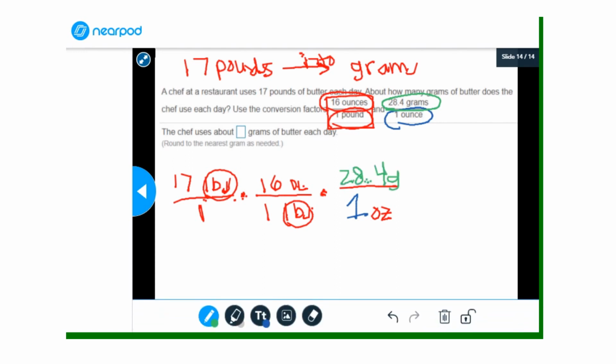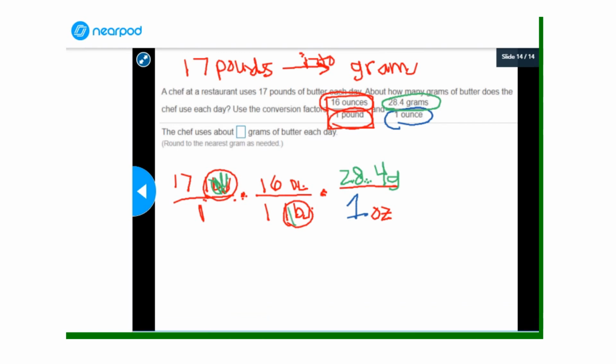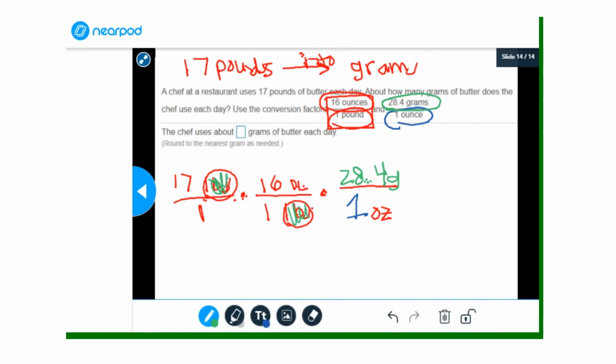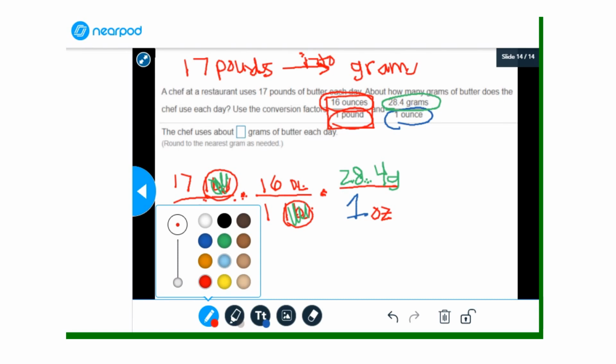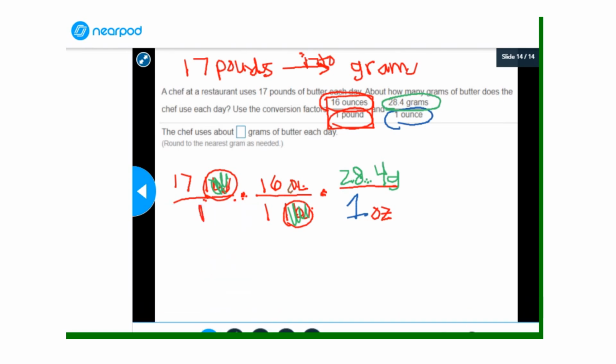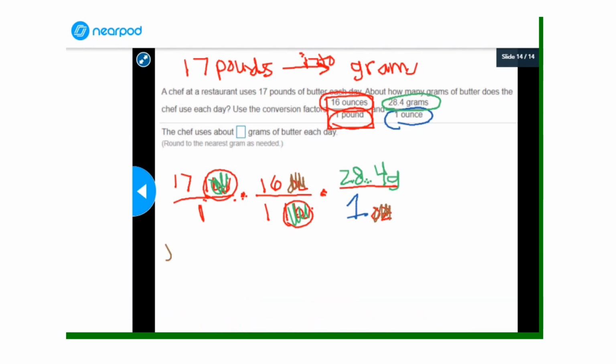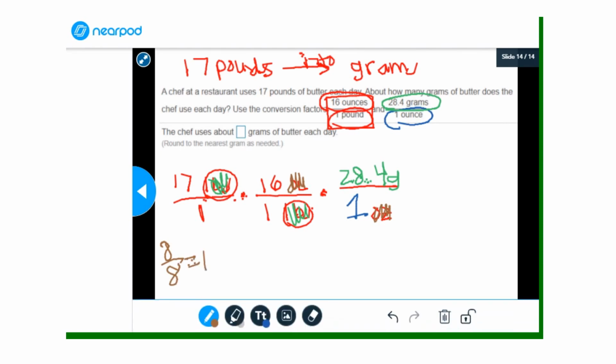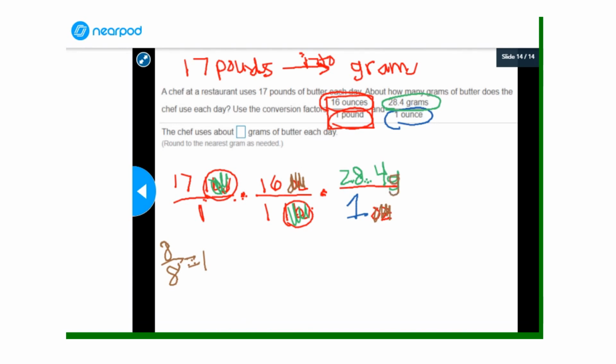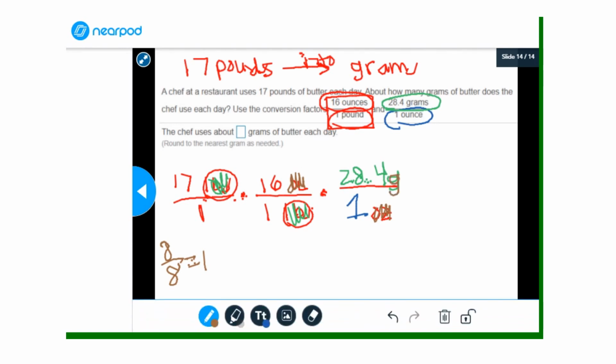Notice, since I have pounds in the numerator and pounds in the denominator, it cancels out because its value equals 1. And then I have ounces in the numerator and ounces in the denominator. It cancels out because its value equals 1. Remember, anything divided by itself equals 1. You have to understand that in order to get this lesson. Now I'm left with my final answer. In the numerator is grams, and once I multiply or divide, I'll have my answer. So our units canceled out.